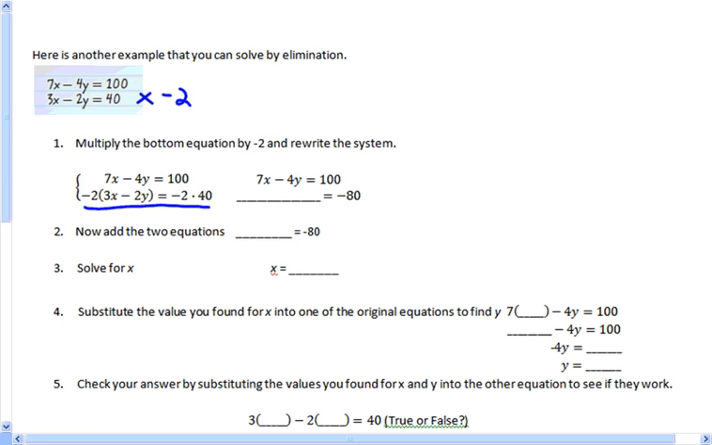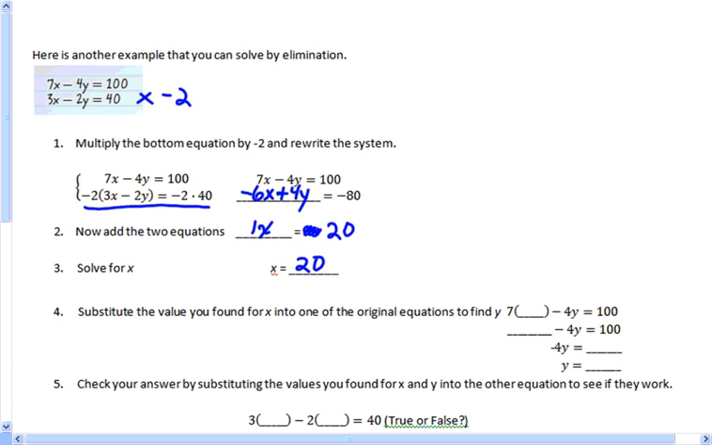So we have negative 2 times 3x is negative 6x. Then we have negative 2 times negative 2 is positive 4y. And we have negative 2 times 40 is negative 80. Now we're going to add the two equations, and we get 7x minus 6x is 1x. Negative 4 plus 4 is 0y. And 100 plus negative 80 is 20. So x is 20.